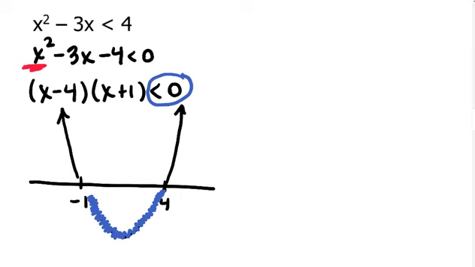If it's less than 0, it can't be equal to 0. And then we're saying what x values are giving us these negative y values. Well, it's all of these right through here. So I'll say that the solution is x is between -1 and 4, but not including -1 and not including 4.